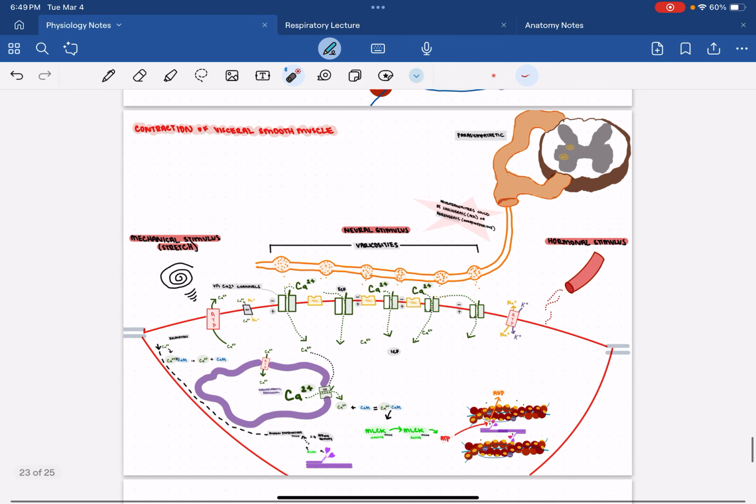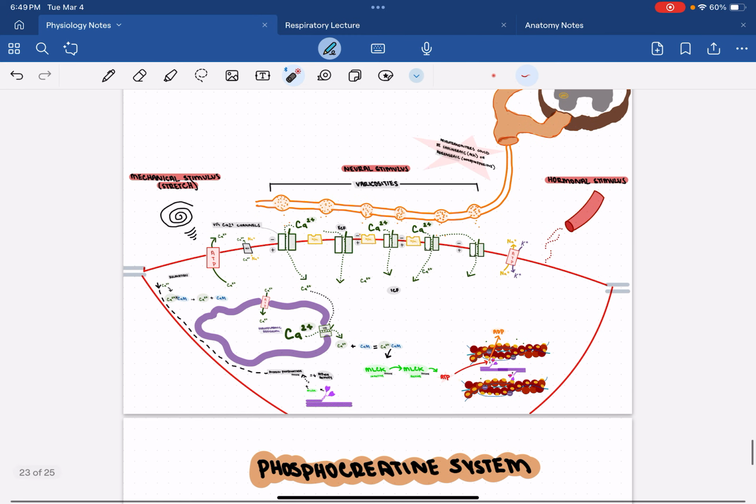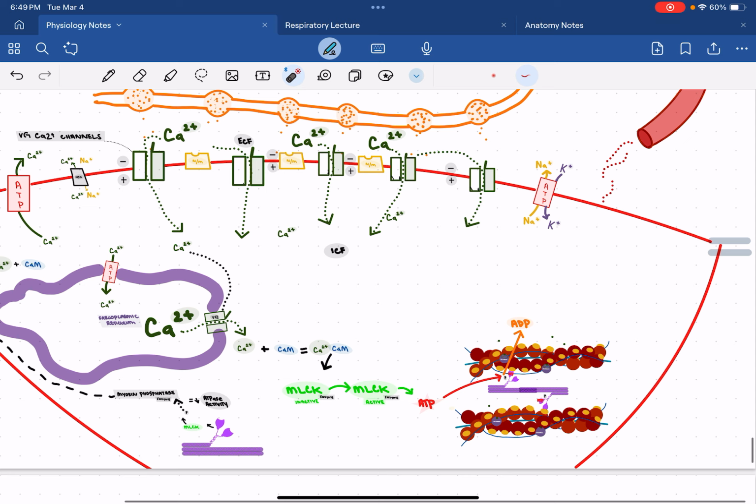Okay, so what we just did was the contraction. Now how do we go from contraction to relaxation? We have to figure out a way, because now we have all this calcium inside, and that's stimulating this to keep open. That's stimulating this to go from inactive to active. We need this calcium stimulus to stop.